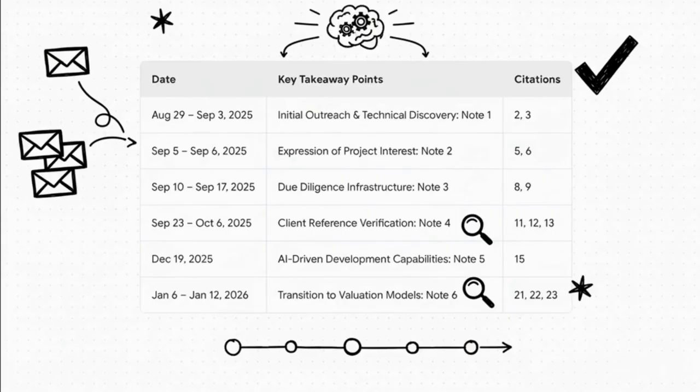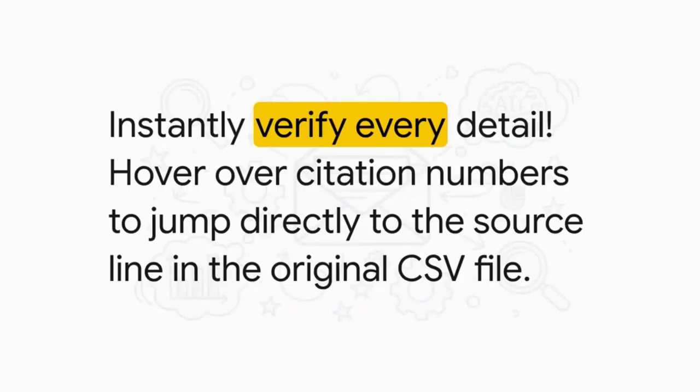It hasn't just listed a bunch of emails, it has actually understood the content, figured out the most important points, and then organized them all chronologically. You can see an entire project's history right here at a glance, all the way from the first contact to major milestones. But wait, here's a crucial point: trust.